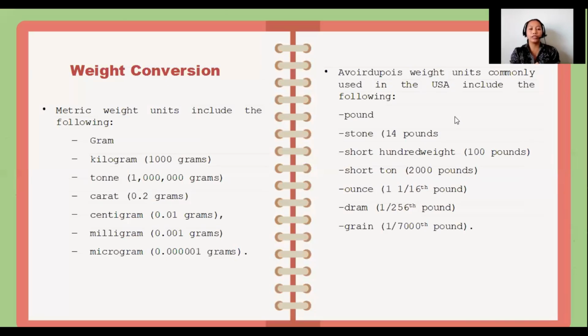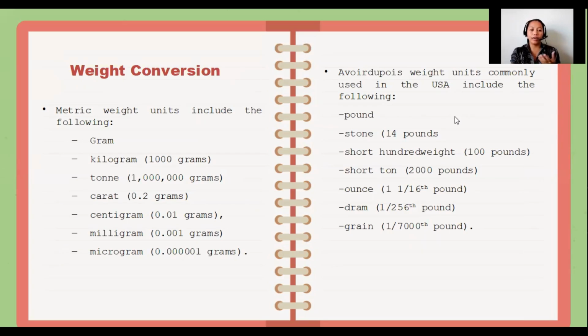So for the weight conversion, metric weight units include the following. We have the gram as the basic unit for weight. So kilogram, ton, carat, centigram, milligram, and microgram. Kilo means 1,000. Ton means 1 million grams. And carat means 0.2 grams. And centigram is 0.01 grams, milligram is 0.001 grams, and the microgram is 0.001 grams.